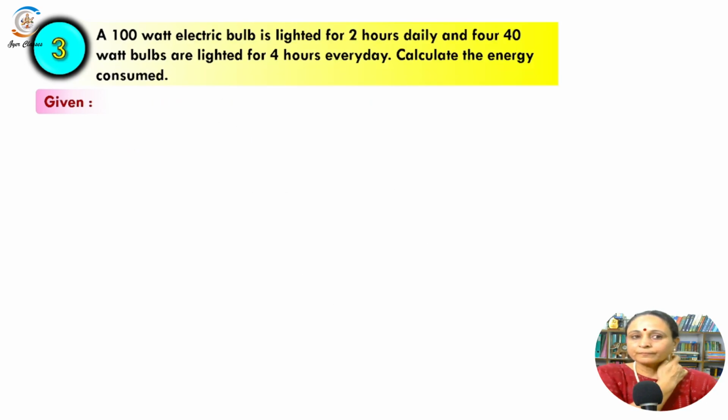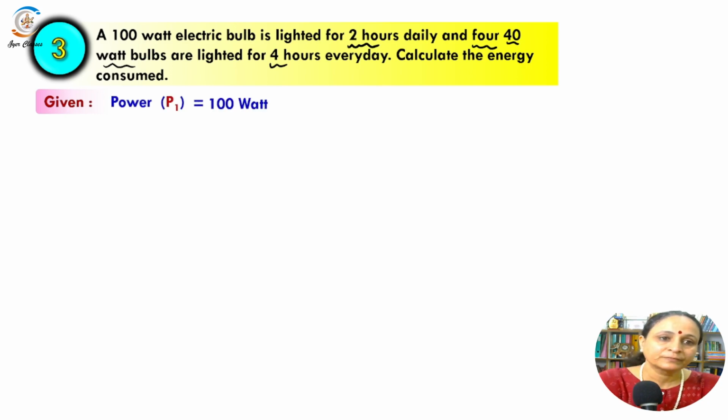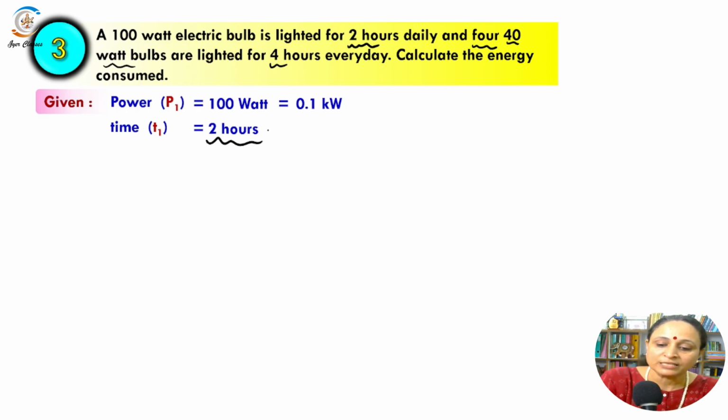Third question. A 100-watt electrical bulb is lighted for 2 hours a day, and 4 40 watts bulbs are lighted for 4 hours every day. Calculate the energy which is consumed. So, what's given? 100 watt power, it is 0.1 kilowatt, right? And what about the other one? Time kitna ka use karna hai? That is the 2 hours per day.